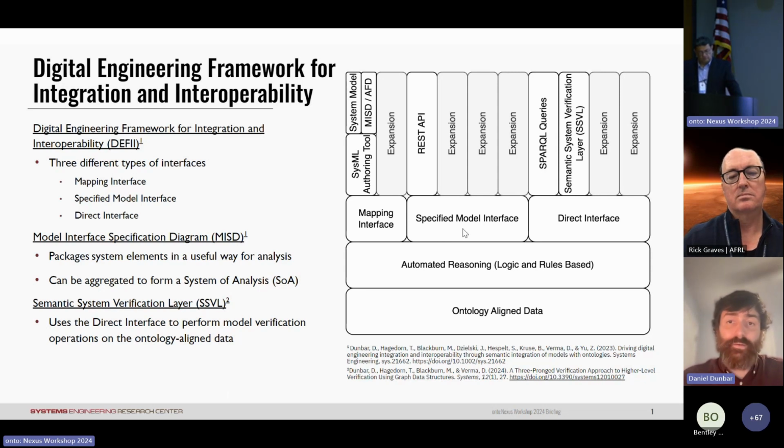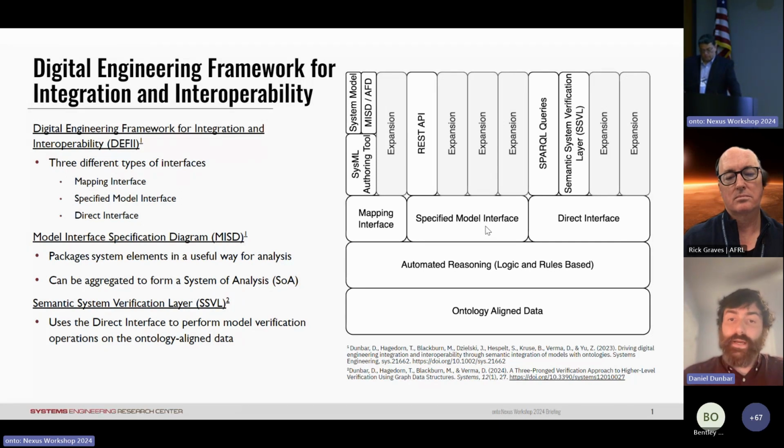The specified model interface is notionally the opposite. We start with ontology-aligned data and we say what information is interesting to a particular use case, to a particular analysis model, to a particular visualization. What are we trying to do with this model, and what do we need to expose? In that way, we actually specify a model of interest that we want to expose, and then go to the ontologies and pull out the specific data points that we want, and we can expose that via REST API as a JSON payload.